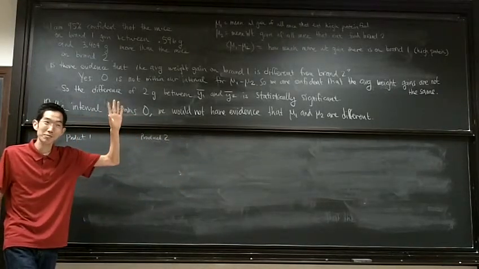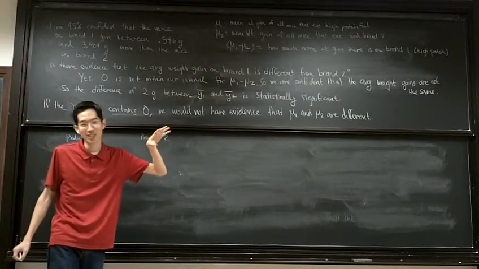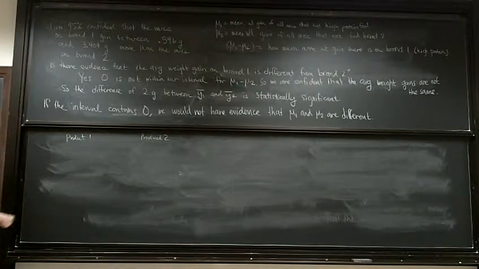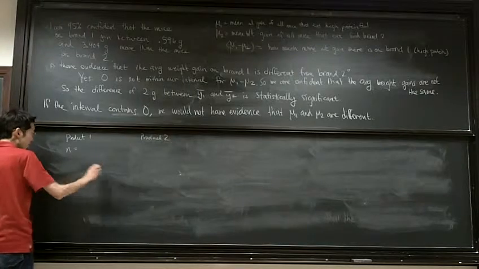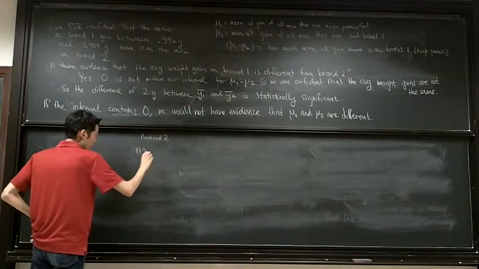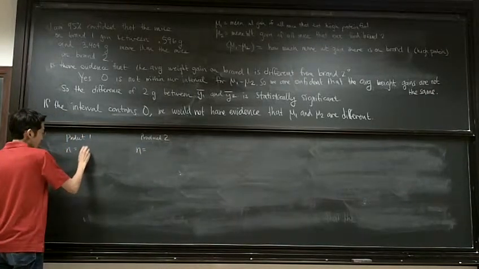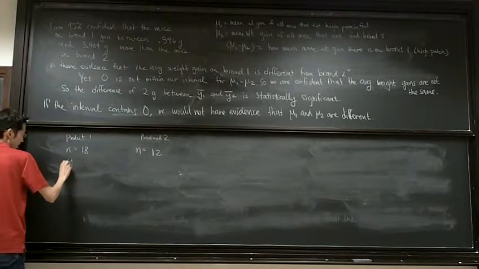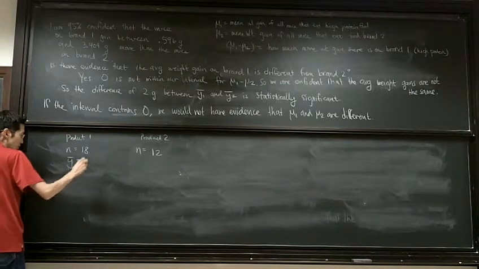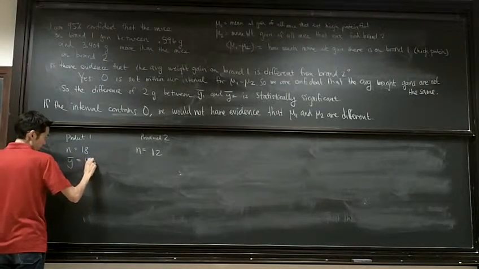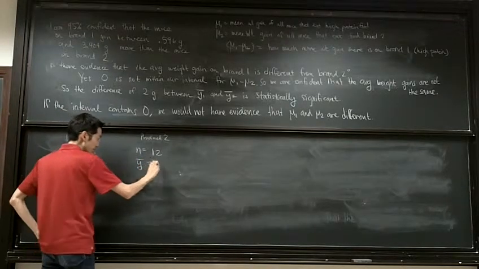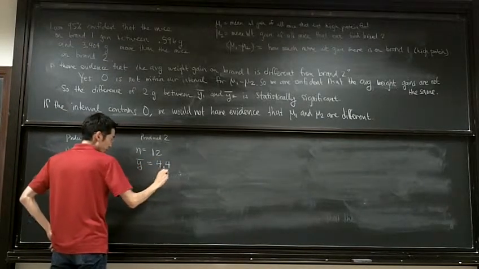Sometimes you go on Amazon and you feel like the reviews are being faked, so it's hard to say, right? Our trustworthy sources are not as trustworthy as we'd like, but let's pretend these were random samples. Okay, product one has 18 reviews and product two has 12, and the average review on product one is 4.2 stars, and product two, the average rating is 4.4 stars.